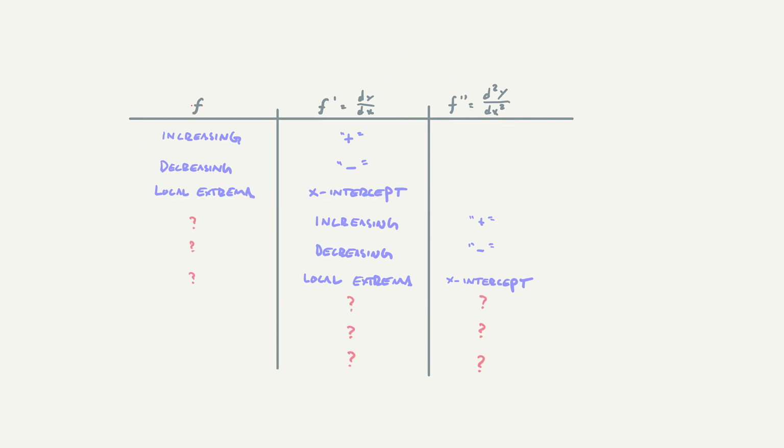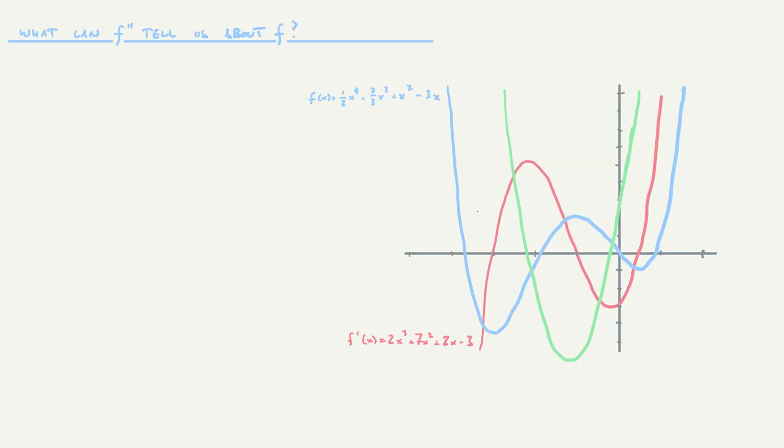But there's got to be some stuff that we can know about f when we know f prime is positive and negative. So that's what I want to talk about next. Is there information we can learn about f from its second derivative? Okay, so here I went ahead and I graphed its second derivative. It's this green line here. It looks like this quadratic function, and that's because it is a quadratic.